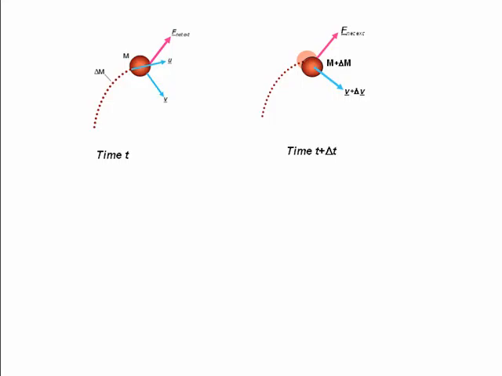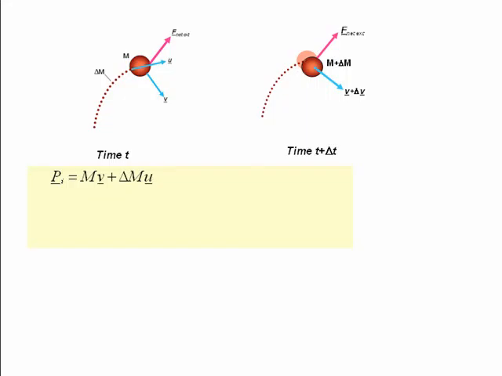The initial momentum of the system at time t is p_i, which is equal to mv plus delta m u. So that's the mass of the object times its velocity, plus the mass of the particles that will stick to the object times the velocity of those particles, u.